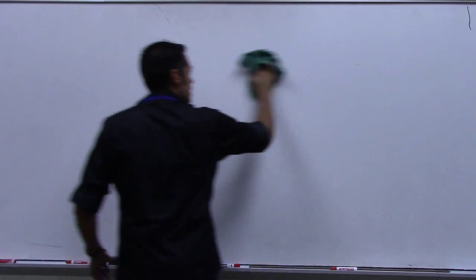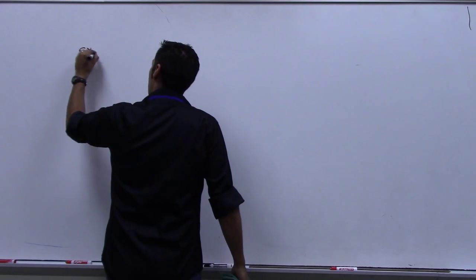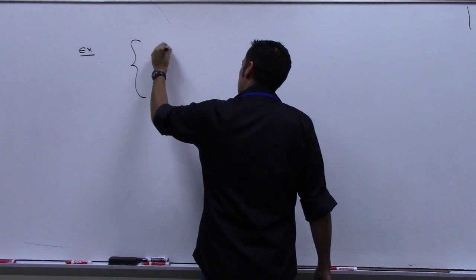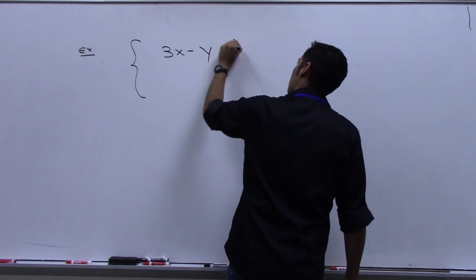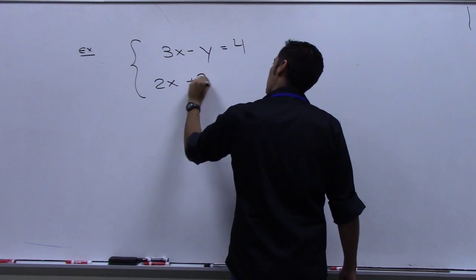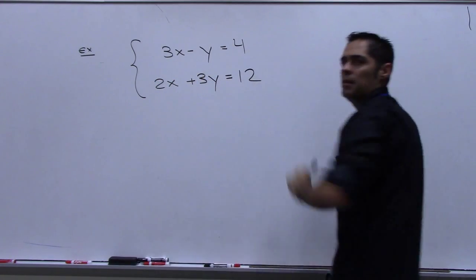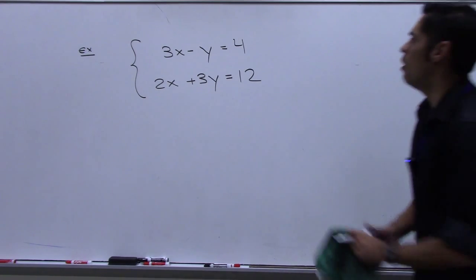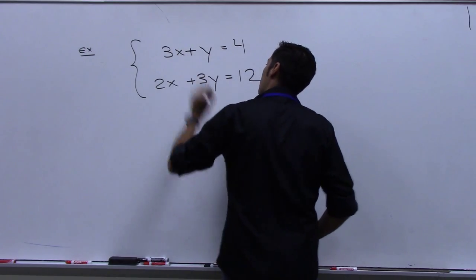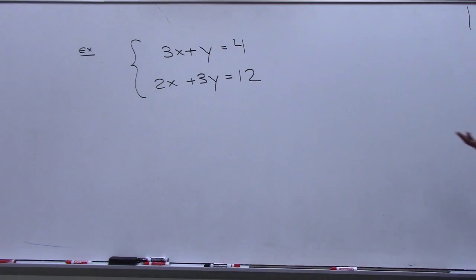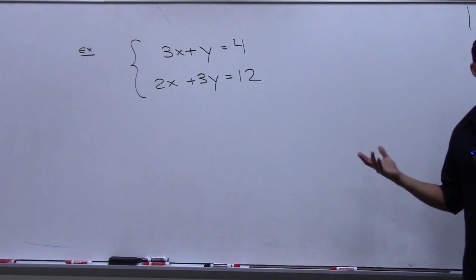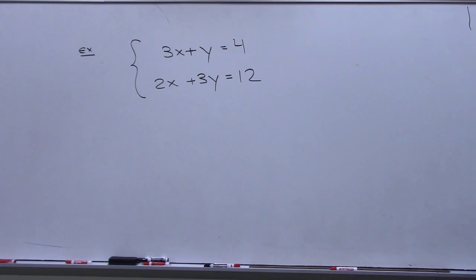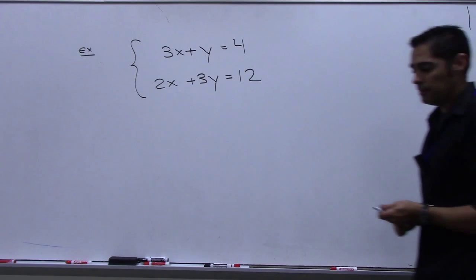So let's go to that example that I had on the board just a little while ago. See if I can remember it. Was it 3x plus y equals 4, and 2x plus 3y equals 12? Okay. So we already know what the answer is to this, right? I told you what it was, but we said it would be hard to just look at it and say, oh sure, 0, 4, right? So let's now use this method called elimination.